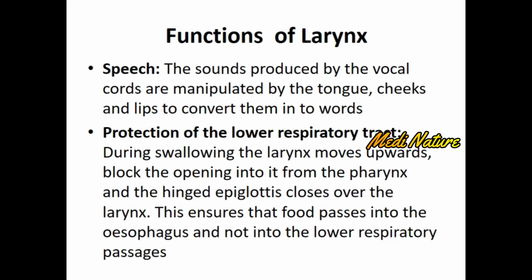The sound produced by the vocal cords is changed by the tongue, cheeks, and lips and converted into words. Then only is speech produced. Therefore, the larynx is important in the production of speech. And the other function is protection of the lower respiratory tract during swallowing. The larynx moves upward and blocks the opening of the pharynx into the larynx with the help of the epiglottis. This ensures that food passes into the esophagus, not into the lower respiratory passage.